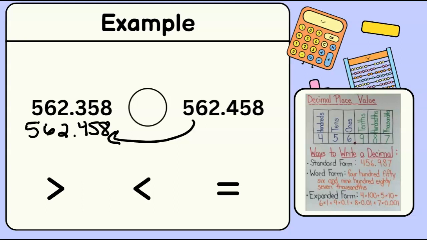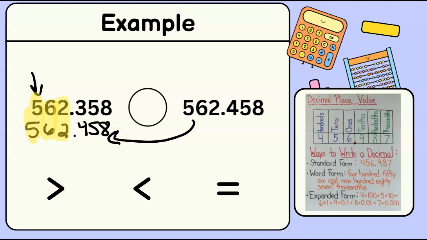Once I have those lined up, I'm going to start over here on the left, the farthest left that I possibly can, and I'm going to compare the value of each place value in each number. So looking at my hundreds place, I know I have both fives, so those are the same. That's not going to tell me if these are different. So I'm going to move on to my next place value, which is my tens place. They both have the digit 6, which is the same again. It's not going to tell me how these numbers are different. So I'm going to continue to move down my line.